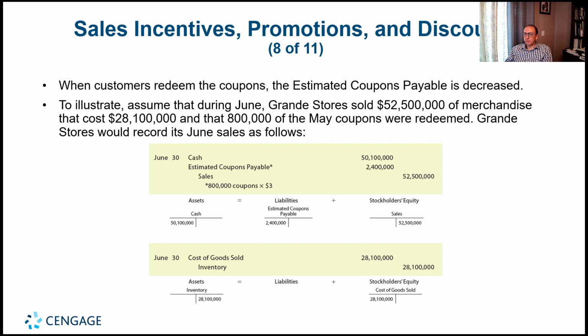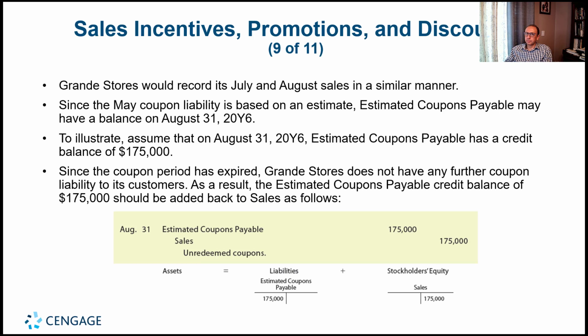So in this case, the actual sales were 52,500,000. But because of the coupons, we had coupons of 2.4 million, that reduced the amount of cash received to 50,100,000. The cost of goods sold journal entry is just going to be based on the actual cost of goods sold incurred, which in this case is 28.1 million. So Grande Stores would record its July and August sales in a similar manner.